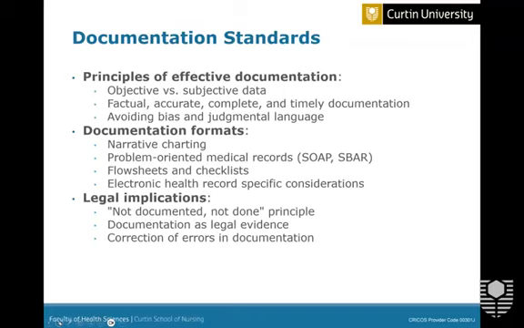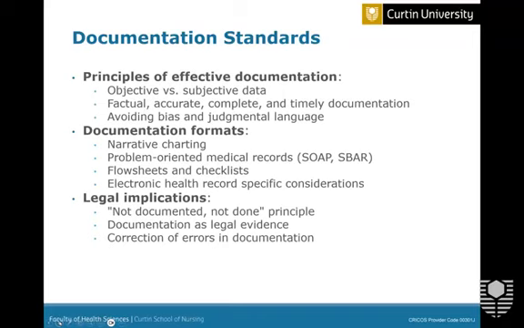Sometimes the documentation formats that we use are narrative charting, problem-orientated medical records, a little bit like the file that we're using in our class, flow sheets and checklists. And when you're in the clinical area, you'll actually see that some of the health settings have electronic health records, and therefore that is what you contribute to electronically, which is almost similar to what you would do longhand in the written format.